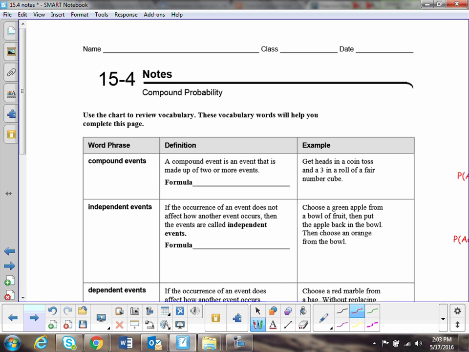Alright, so compound events, we just went over that. Also known as what? Starts with an I. Inclusive, so maybe add that in parentheses. Okay. So a compound event is an event that is made up of 2 or more events. It's a different way to say it. Okay. It's like get a heads in a coin toss and a 3 in a row of fair number 2.